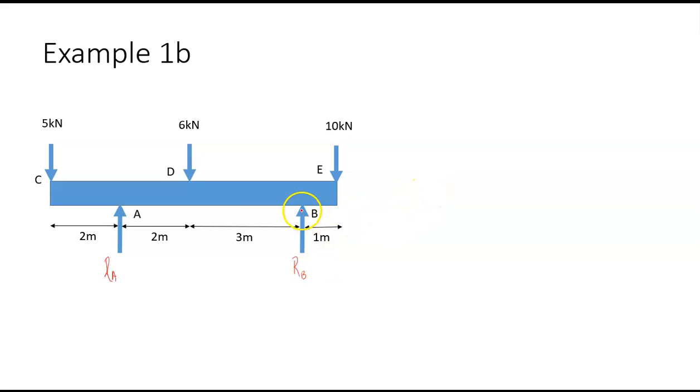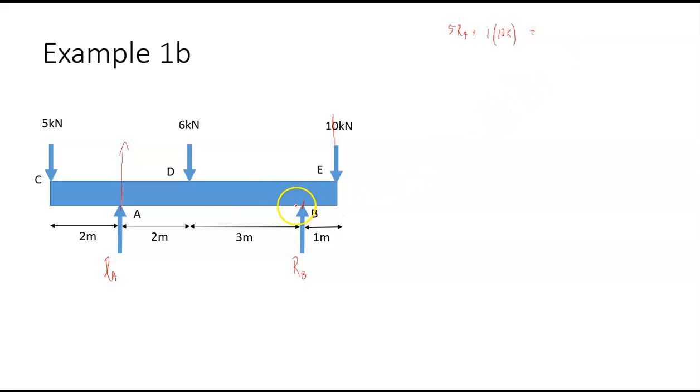So if I take the moments about B here, if we look at the clockwise moments, we have this. So that's 3 plus 2 is 5, 5 times RA, so we get 5 RA, plus the other clockwise moment is this one here. So that would be plus 1 times 10 kilonewtons. And that should be equal to the anti-clockwise moments.